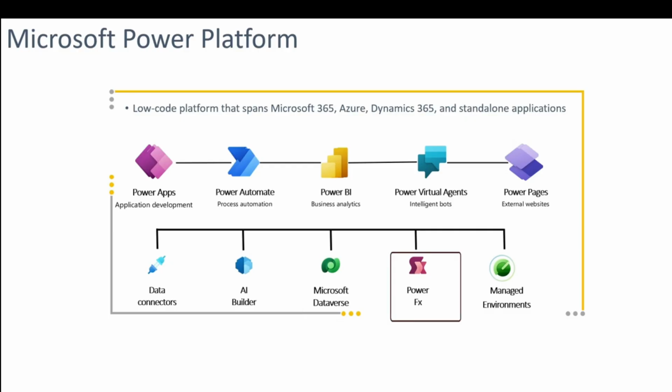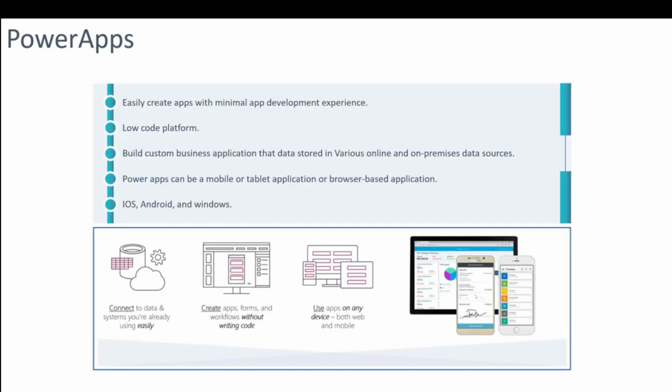And then Power Fx. It's low code and it uses a coding syntax called Power Fx. That's what we use to write code in Power Apps and Power Automate. And then finally, managed environments. Basically, it's an isolated space where we can develop, test, and deploy our Power Apps, Power Automate flows, and all other assets. So now we will review some more information on these components.